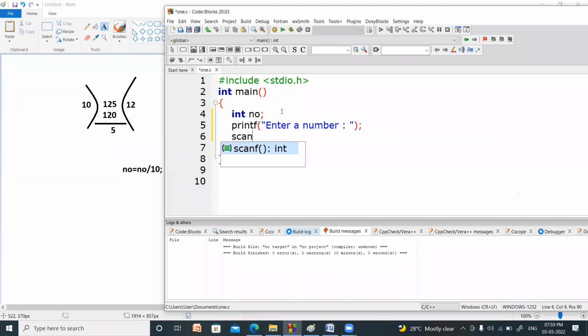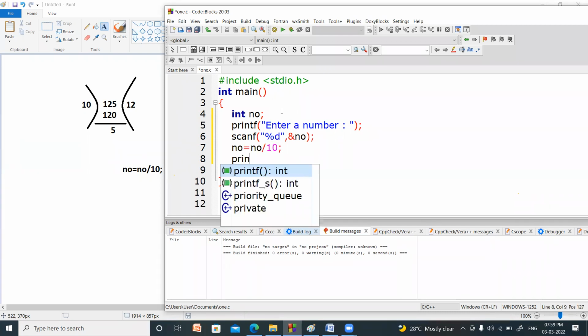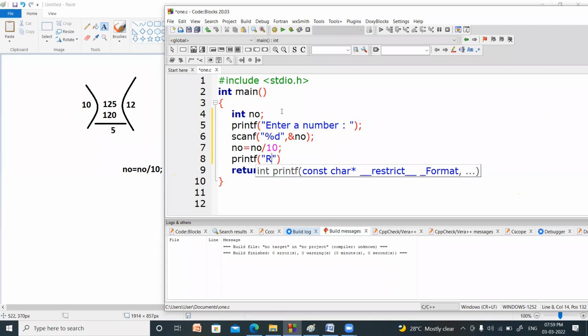How to read this number? By using scanf, you can read this number. %d, comma, ampersand number. You successfully read the number. After reading the number, what do we have to do? We have to remove the last digit. What is the formula for that? number = number / 10 is the formula. Now, you remove the last digit. Now, print the result. "Result = %d", comma, number.